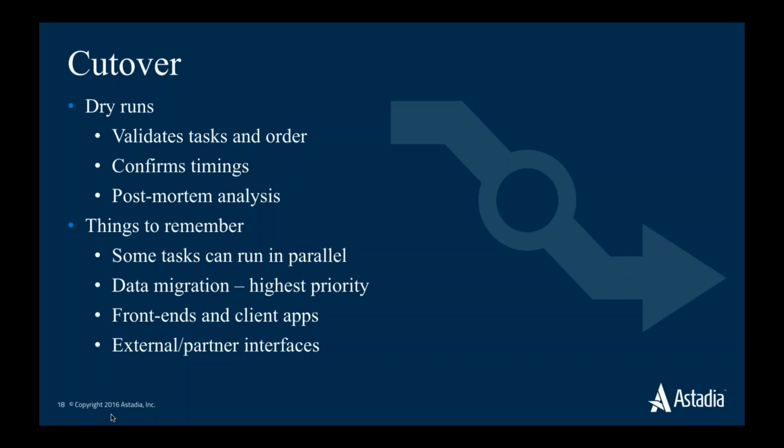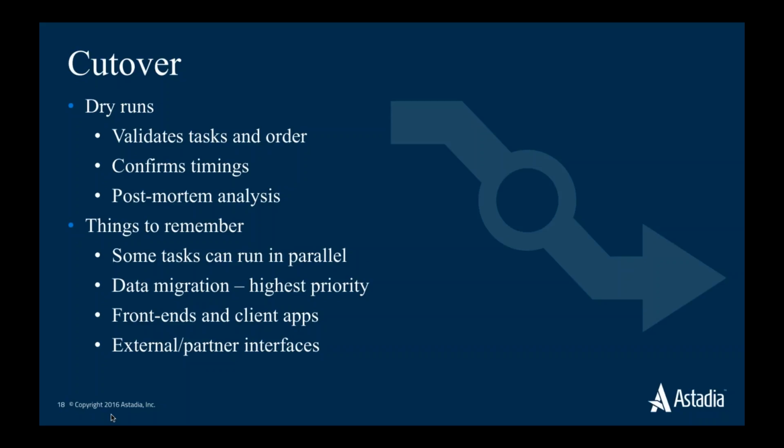So, things to remember, and not just for your dry runs, but also in planning: a lot of tasks can run in parallel. If you're like me, you tend to think serially, and I always think I need to do this first, and task 2 next, and task 3 third, but that isn't always the case. There are tasks that can run in parallel, and that will save you a lot of time. So be sure to identify those early and then plan accordingly.